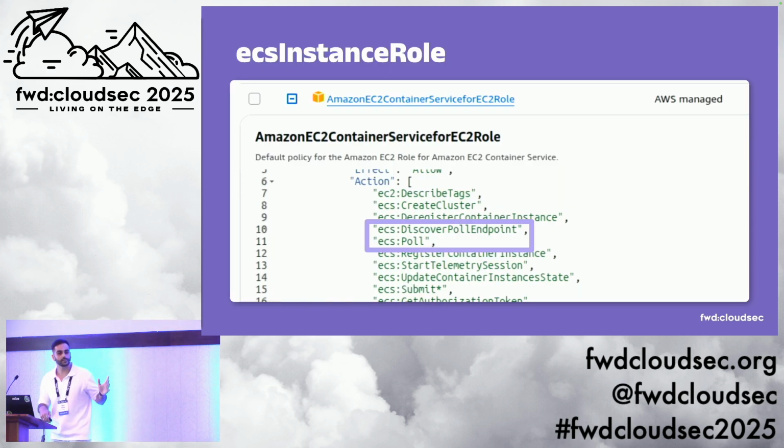So let's start with a quick look at the ECS instance role itself. It contains 2 specific permissions, DiscoverPollEndpoint and ecs:Poll. These permissions are crucial to the way that ECS works, so keep them in mind.